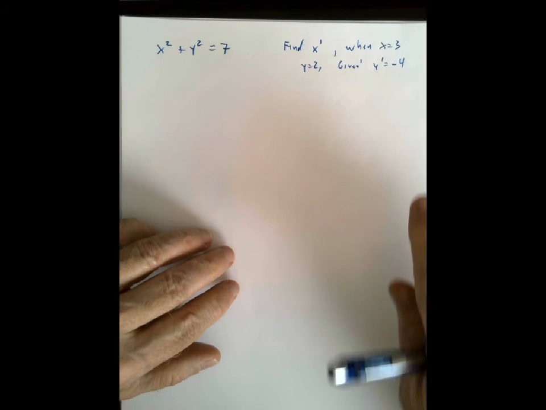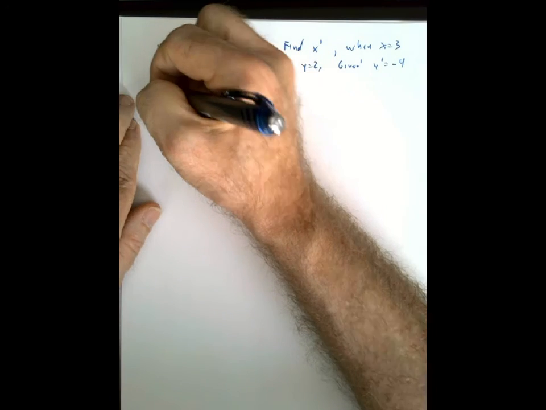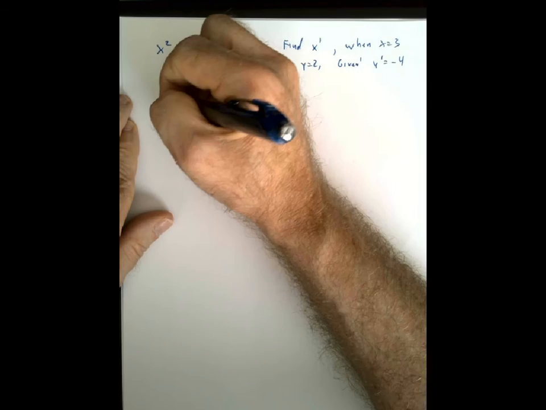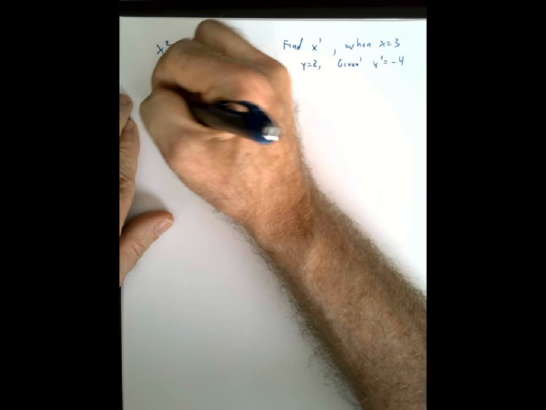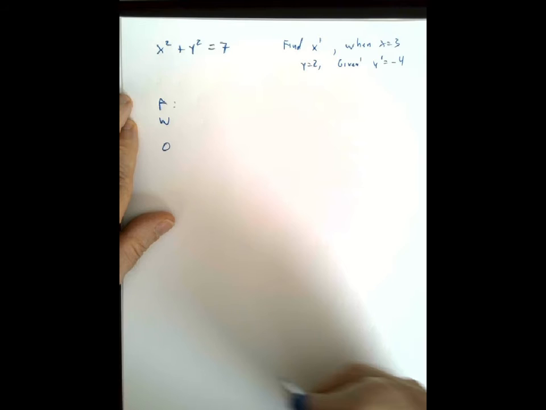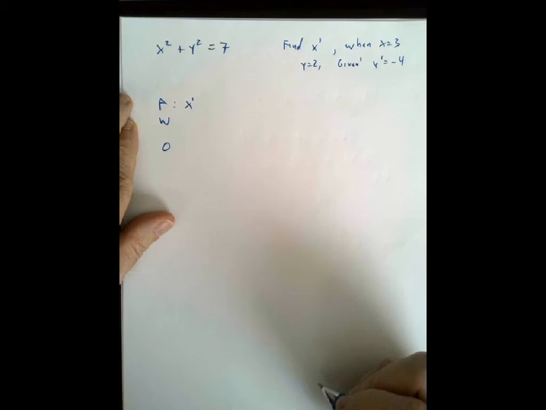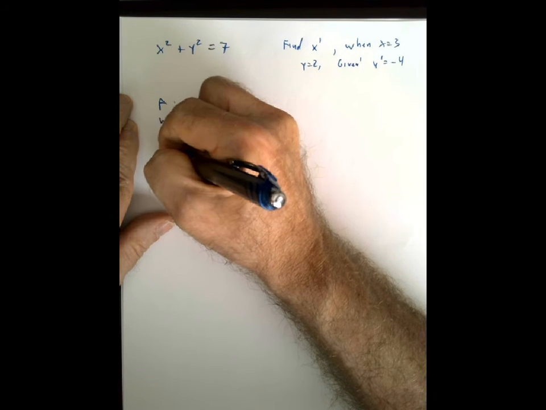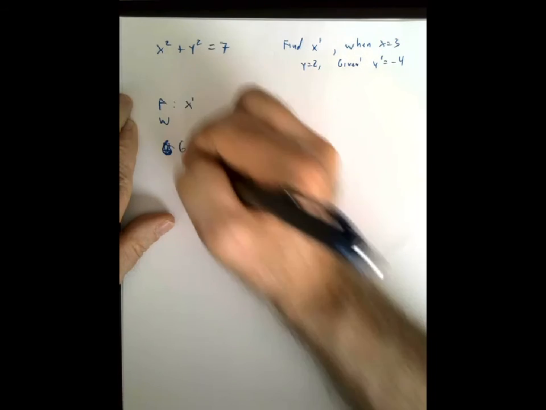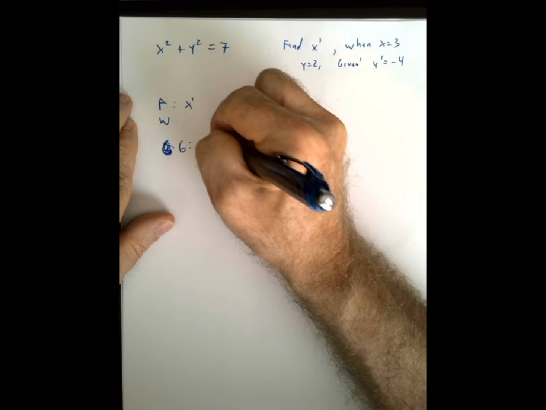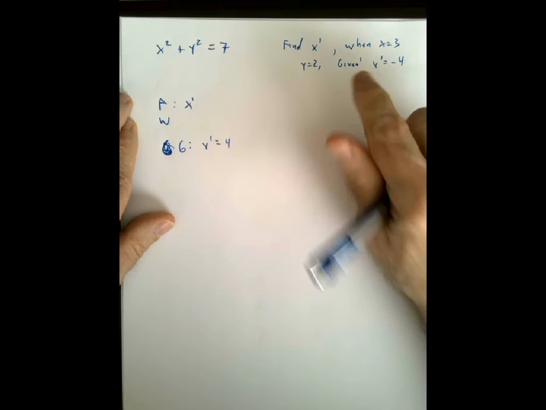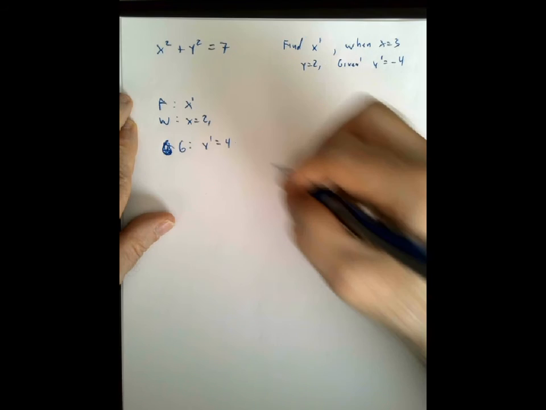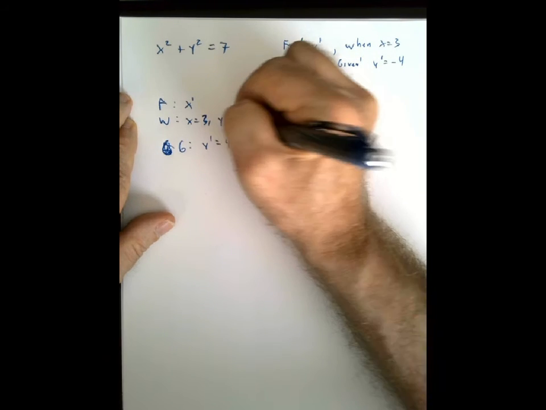So here, again, not a picture. We'll get to those in a bit. So we have find, when, and given. We're supposed to find x prime, right? Because it says find x prime. We're given that y prime is equal to negative 4, and we're given a couple of momentary values here: when x is equal to 3, and y is equal to 2.